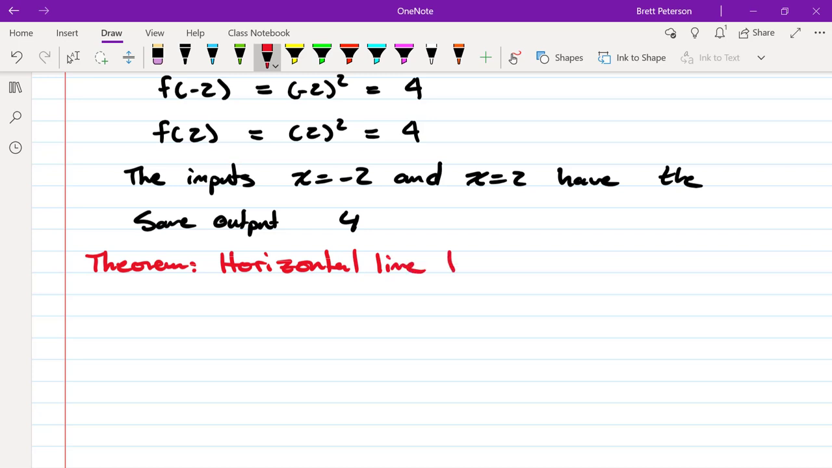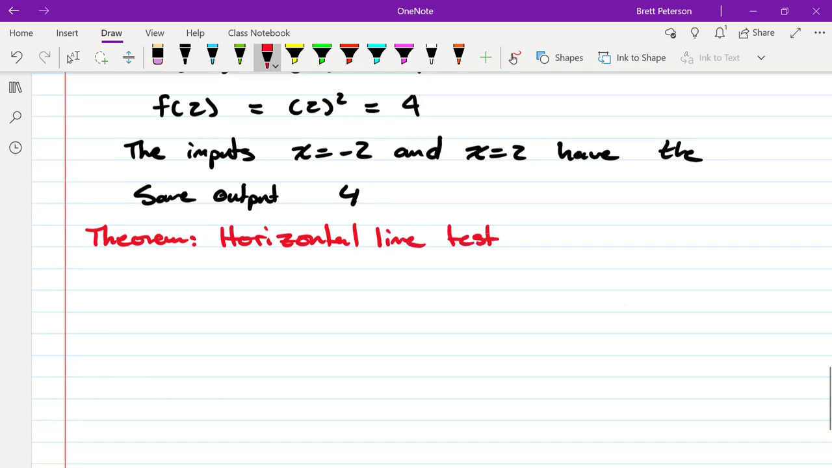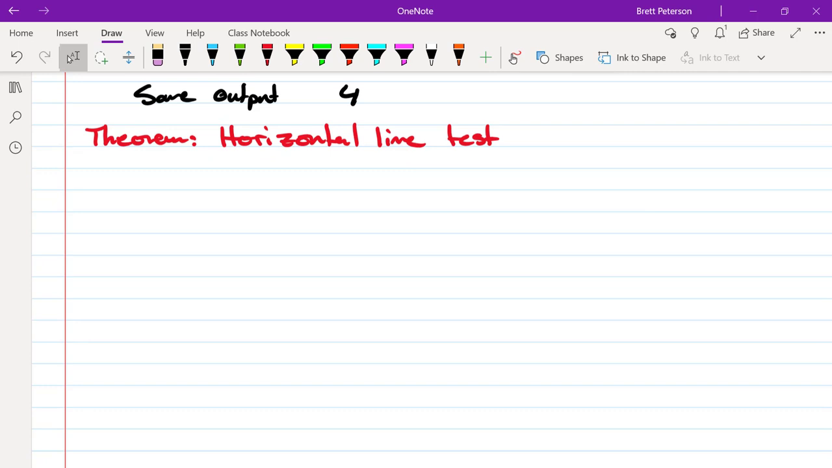So the horizontal line test is the cousin of the vertical line test. Remember, the vertical line test says if any vertical line can be drawn that intersects a graph more than one time, then the graph does not represent a function. So the horizontal line test is similar to that, but it is to test for one-to-one.